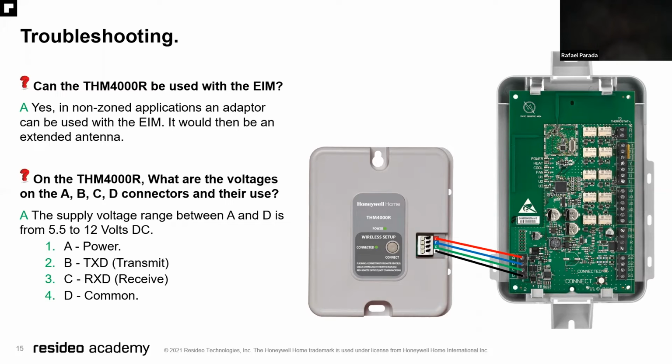The maximum distance of the wire that we should use to connect the EIM to the THM 4000R: we recommend 50 feet whenever we are using the 18-gauge wire, or we can also use a CAT wire, and we have tested at 100 feet with the CAT wire or the 18-gauge wire. However, the best recommendation is the 50 feet. Even though 100 feet actually works properly, we don't want to exceed the capabilities of the devices.